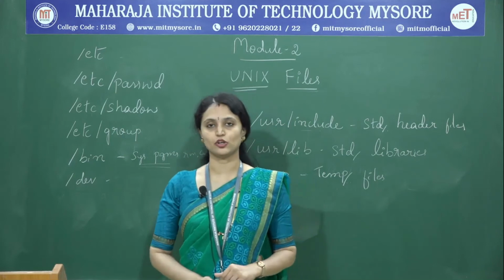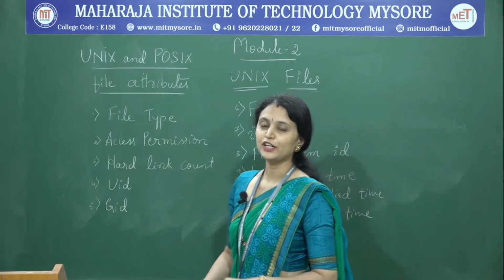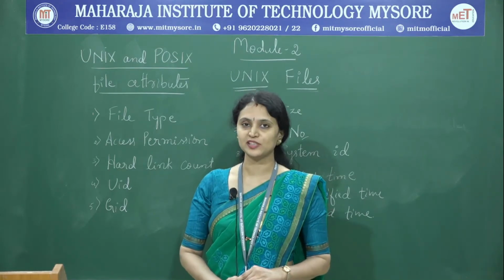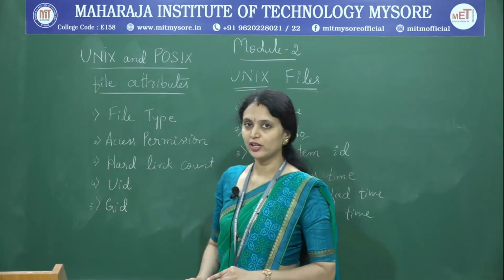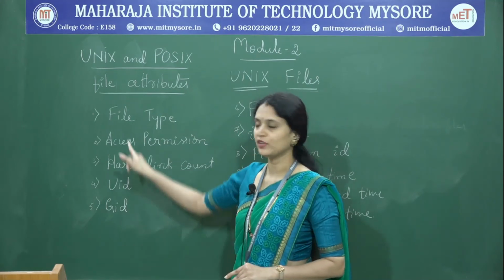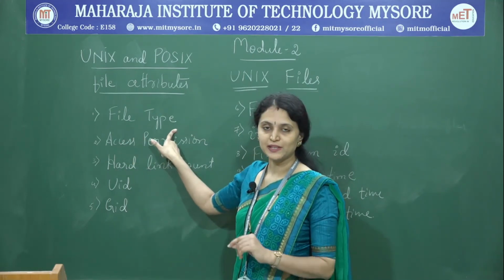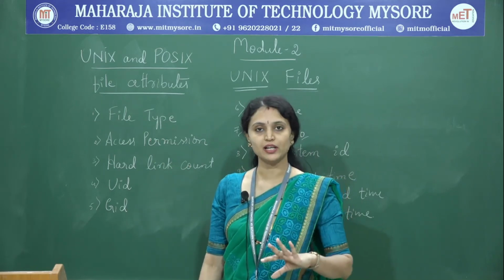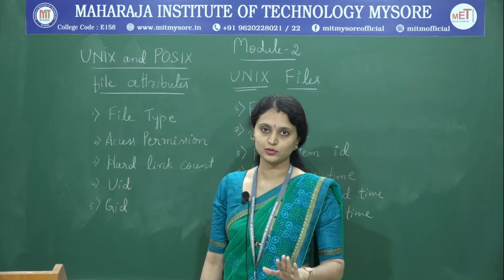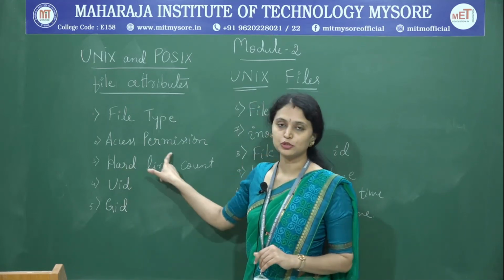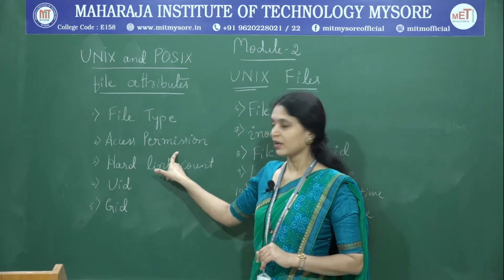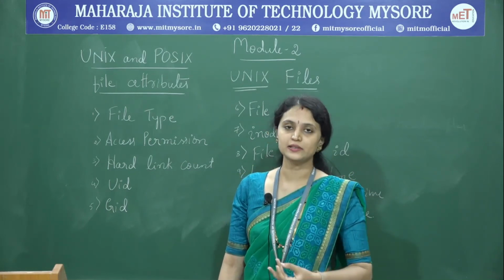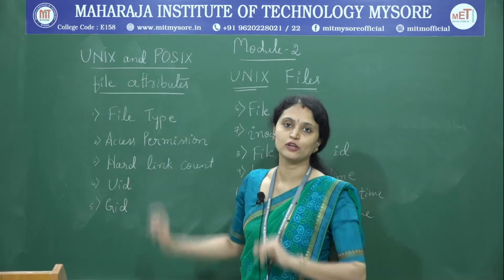Now, let us move on to the next concept. These are the different file attributes of a particular file that is available in UNIX and POSIX operating system. The commonly observed file attributes are: first one, file type. It specifies the type of the file, whether it is a regular file, a device file, or a directory file, and so on. The second one is access permission. It specifies the permission given for the owner, group and others in order to access that particular file.